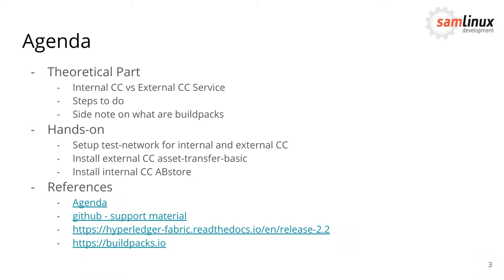To start, I will give you a short overview, one short theoretical part, of the difference between this external chaincode service and the traditional way. This is a little bit of an advanced feature, and we have to do some specific tasks to get this running. On the other side, we can also see how the traditional way is working. This is a very good way to understand how Fabric works with Docker, and how a chaincode container is built, and so on. There are some steps to do, and I will guide you through them.